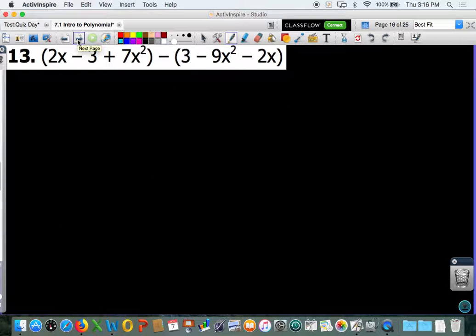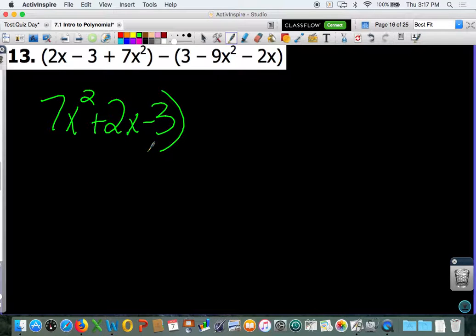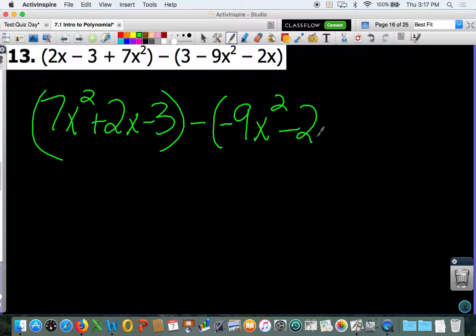Number 13 is another example with subtraction, but everything's not in order, so if you want to, I would suggest putting it in order just to make your life easier. So, for example, I'm going to put 7x squared plus 2x minus 3, parentheses. I'm going to go ahead and leave this as it is for now. I'm going to put negative 9x squared, negative 2x, plus 3. Now I'm going to distribute my negative.